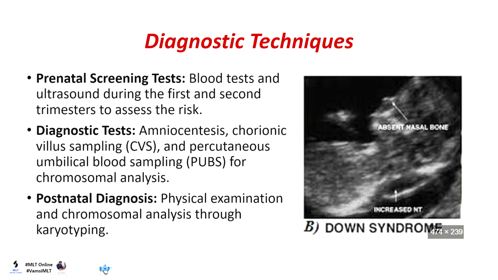Diagnostic techniques: prenatal screening tests, blood tests, and ultrasound during the first and second trimesters to assess the risk. Diagnostic tests: amniocentesis, chorionic villus sampling, CVS, and percutaneous umbilical blood sampling, PUBS, for chromosomal analysis. Postnatal diagnosis, physical examination and chromosomal analysis through karyotyping.